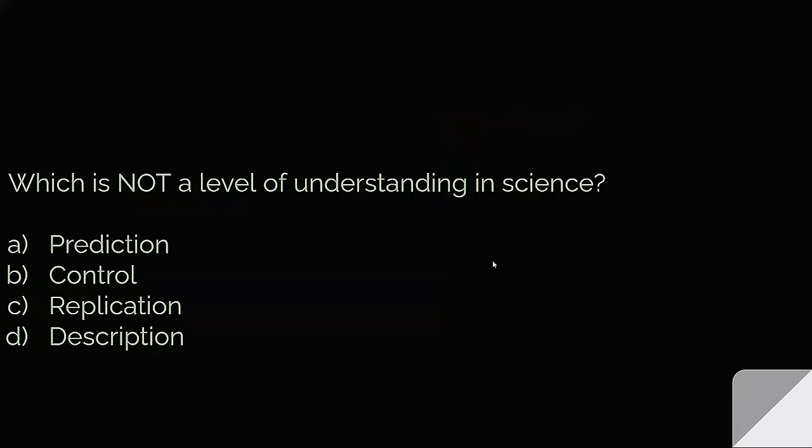And I'm going to jump right in. Which is not a level of understanding in science? I'll just let you read them. It's way too easy for this group. What were you thinking? I guess description, prediction, and control. So that means C is the odd one out. C is the right answer because it's the wrong answer.